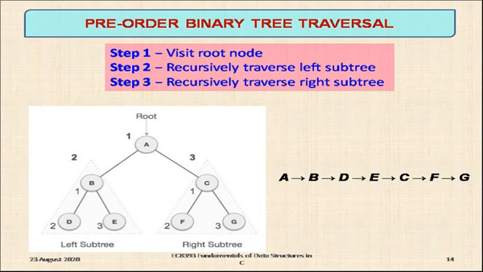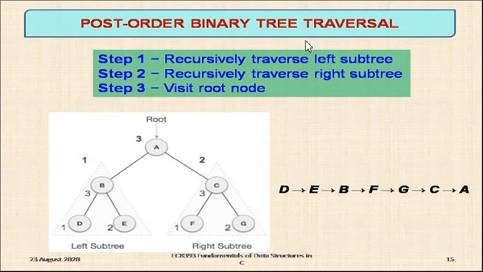Then third one, post-order binary tree traversal. Here we have to traverse the left subtree first recursively, and then the right subtree recursively, and then the root node. First left subtree, D, right subtree, E, then visit the node, third step, B. Then we have to come to the right side. Second step is this one, F, G, and then the root. Third step is root. Finally, left is over, right is over, then we have to visit the root.